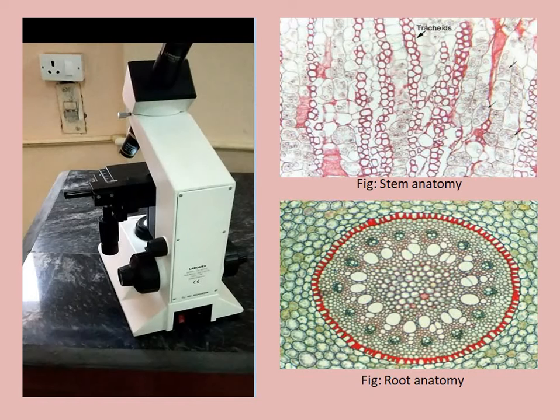The outermost layer is the epiblema or exodermis, which surrounds the large parenchymatous cortex. The epiblema consists of tangentially elongated cells. From some of its cells arise root hairs.